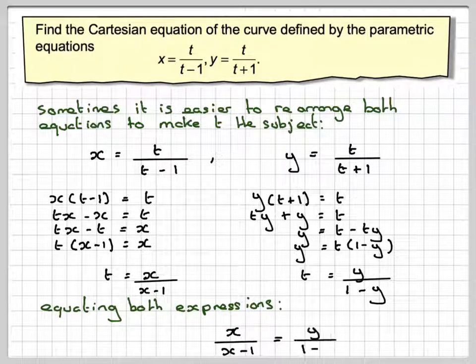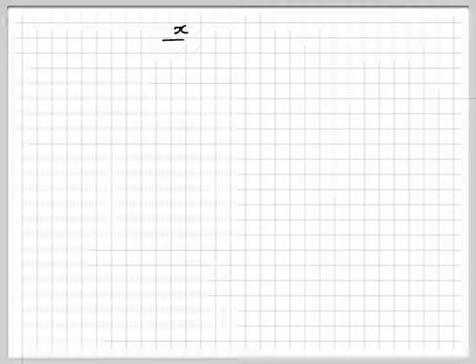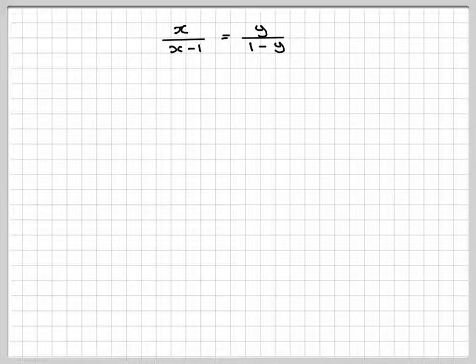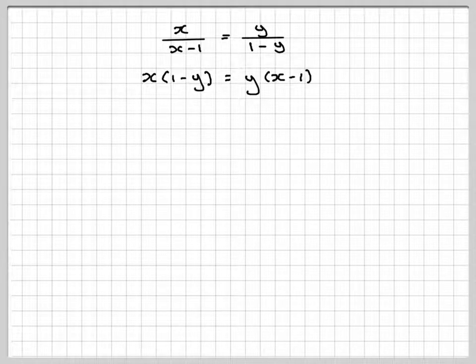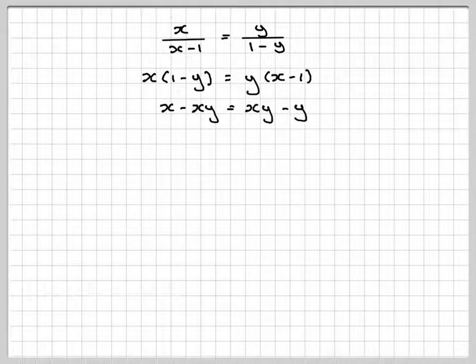So we've got x/(x - 1) = y/(1 - y). So cross multiply, we're going to have x(1 - y) = y(x - 1). Expanding the brackets, we're going to get x - xy = xy - y.